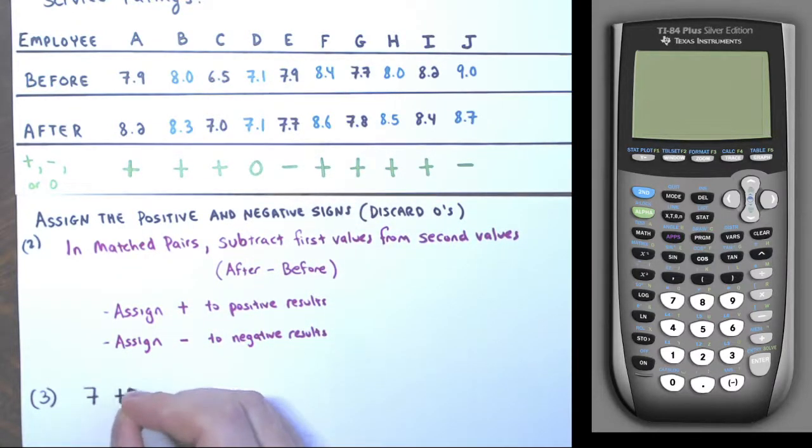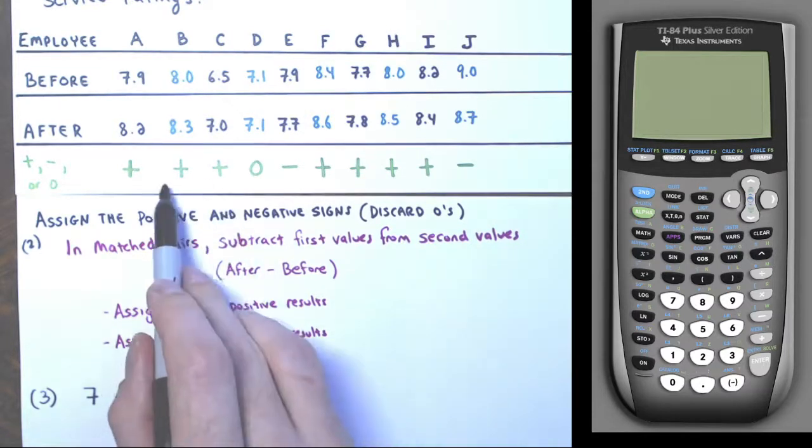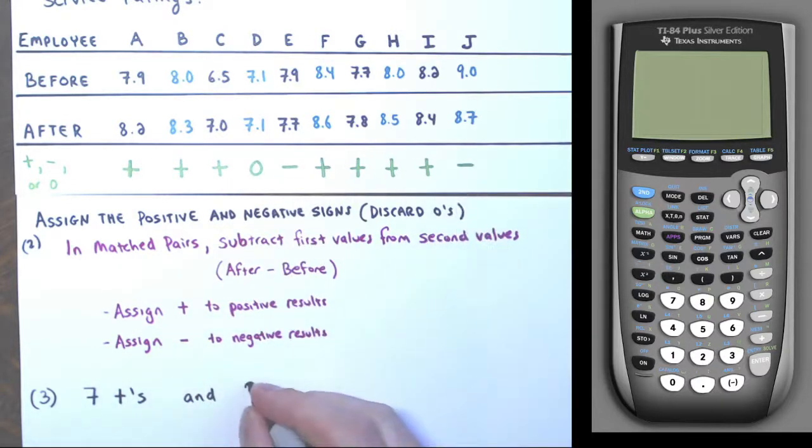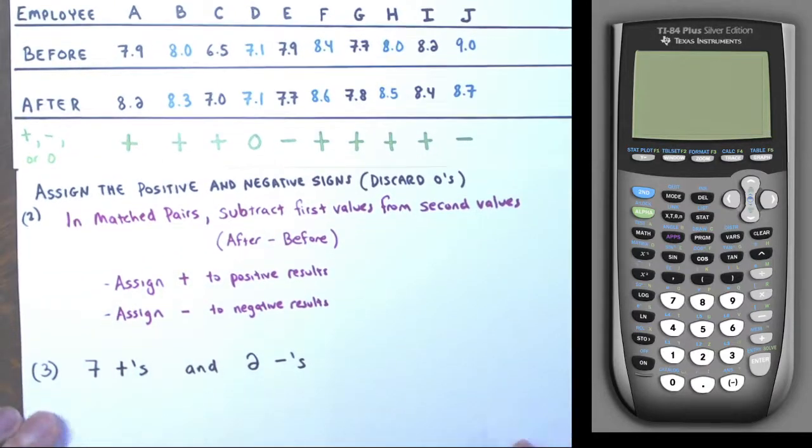pluses. There were 7 positive changes. And there are, again, ignore the zeros, 1, 2 minuses, right? 2 negative changes, for a total of 9 signs. So that would be the value of this n here. So n is 7 plus 2, 9, right? Again, this was the total number of signs, so let's keep that in mind.